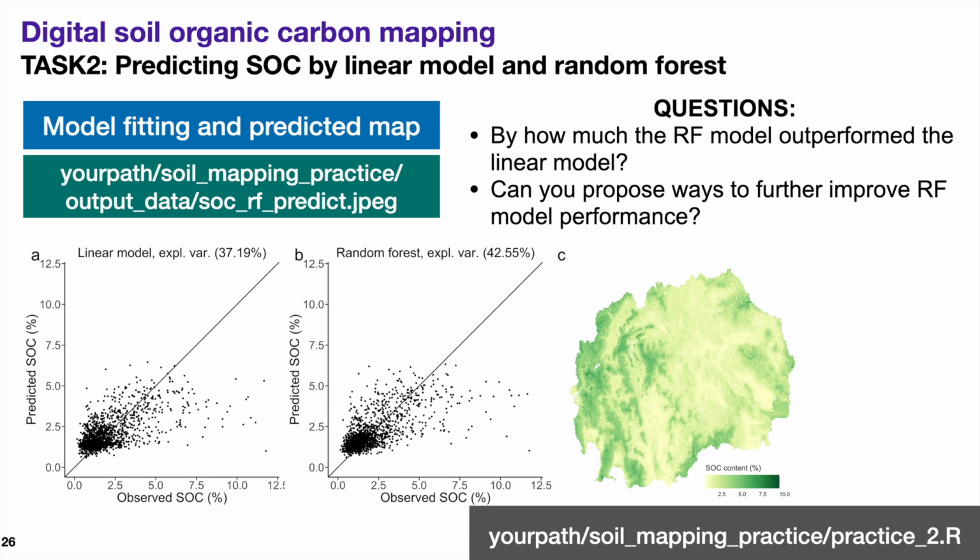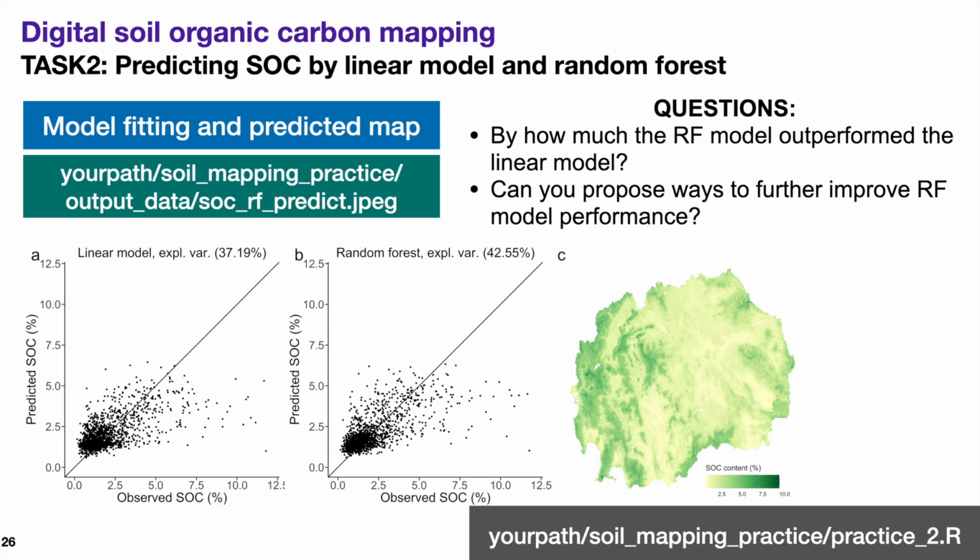After running the second task, you will have one output figure with three panels. Panel A shows the prediction results with a linear model that follows the same formula as your random forest. Panel B indicates the prediction power of your random forest, and panel C is the upscaled prediction of the random forest on soil carbon content in Macedonia. From these three panels, you may answer how much your own random forest outperforms the linear model.